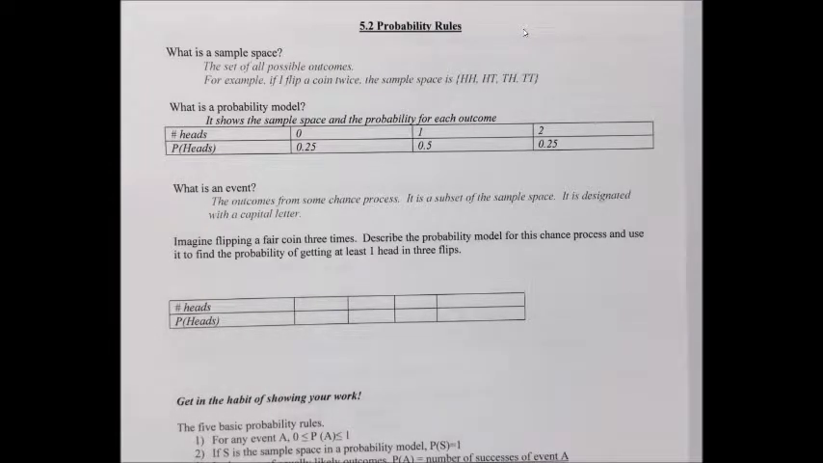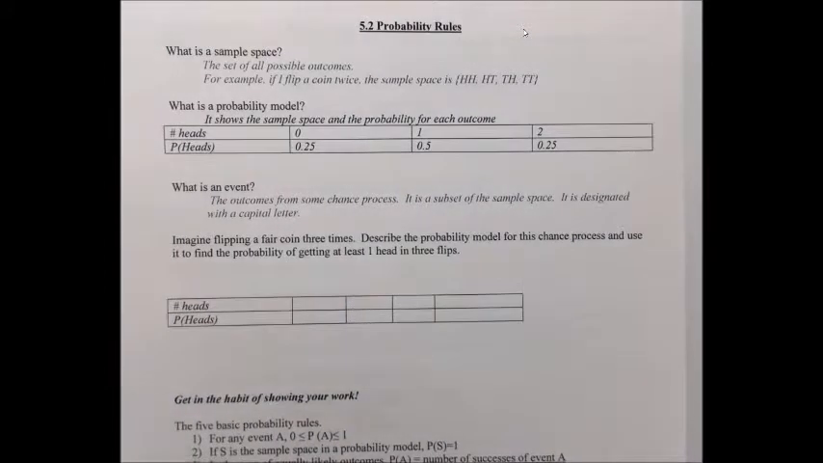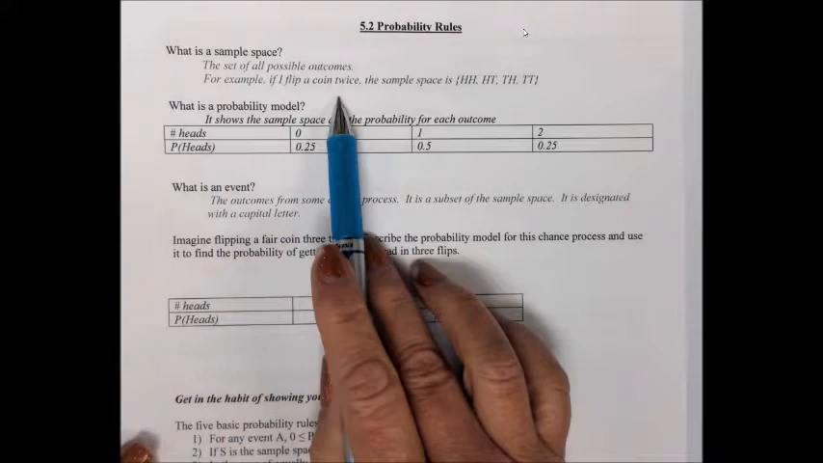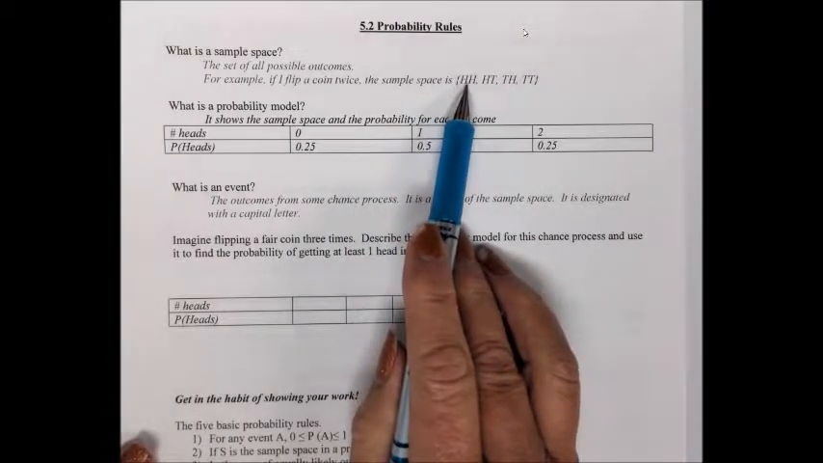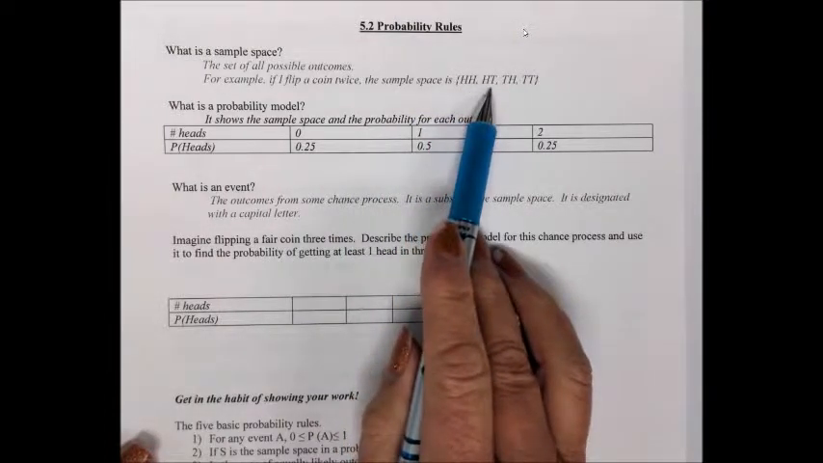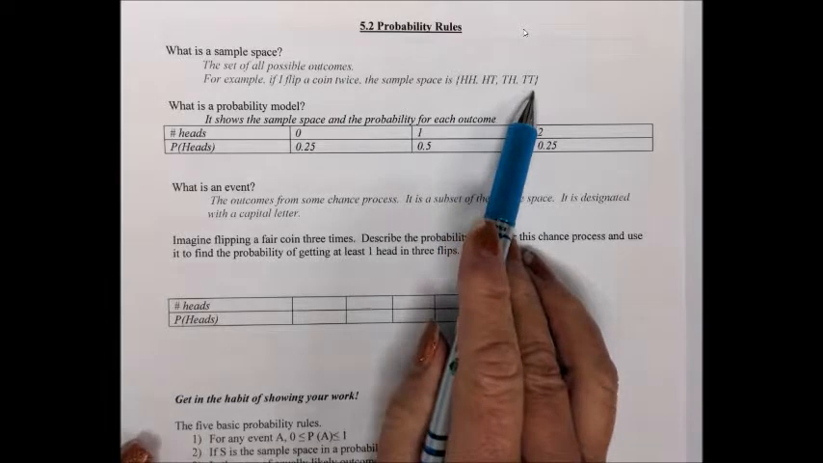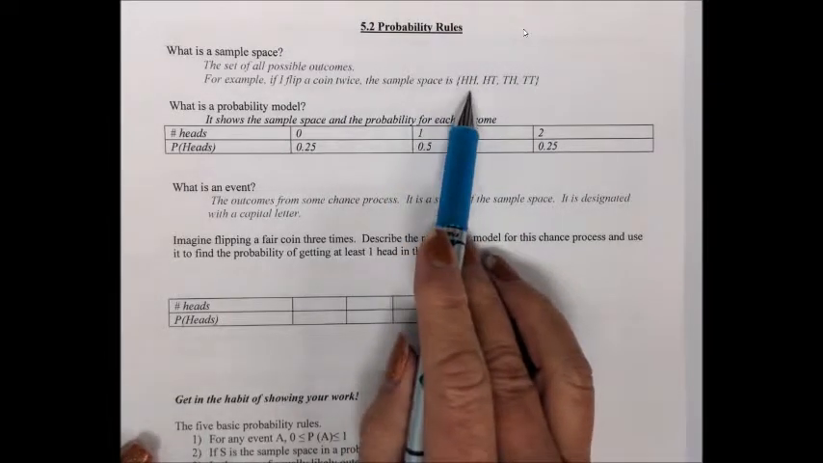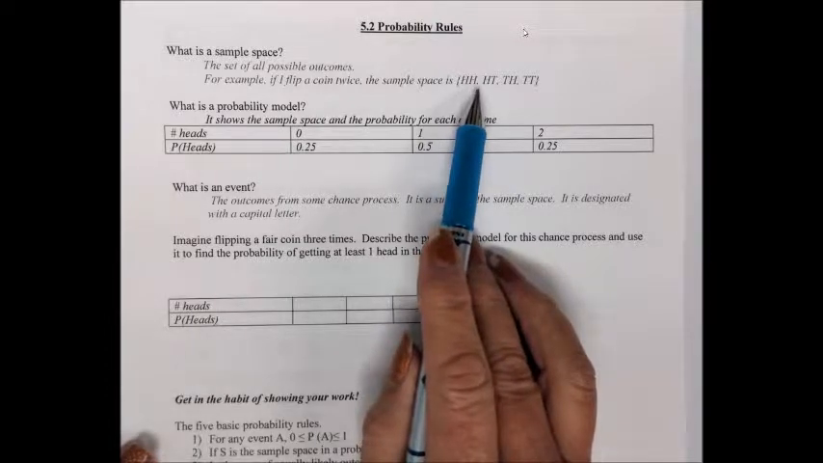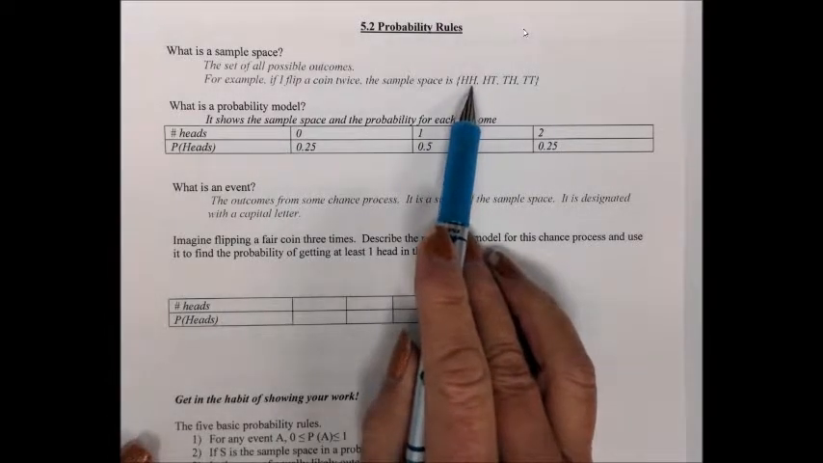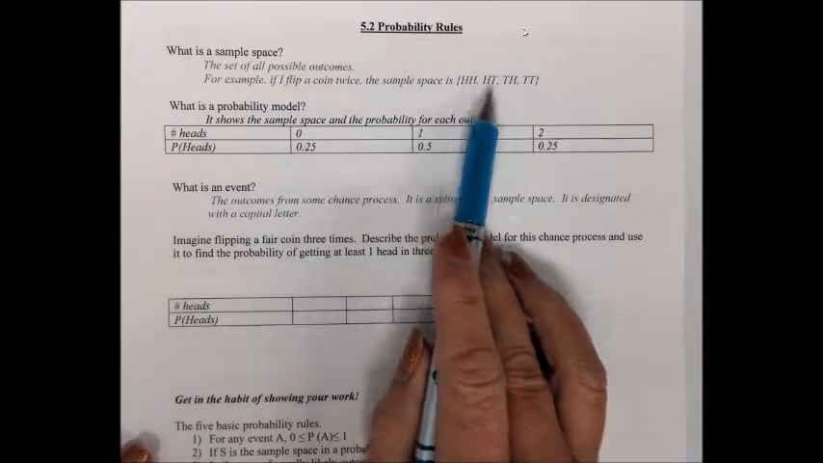Things that you'll be asked are things like, what is a sample space? A sample space is the set of all possible outcomes. It helps sometimes to list them if there's not too many. For example, if I flip a coin twice, the sample space is: I could get heads, heads; heads, tails; tails, heads; tails, tails. If I wanted to know the probability of getting heads, heads two times in a row, I know my probability is 1 out of 4.